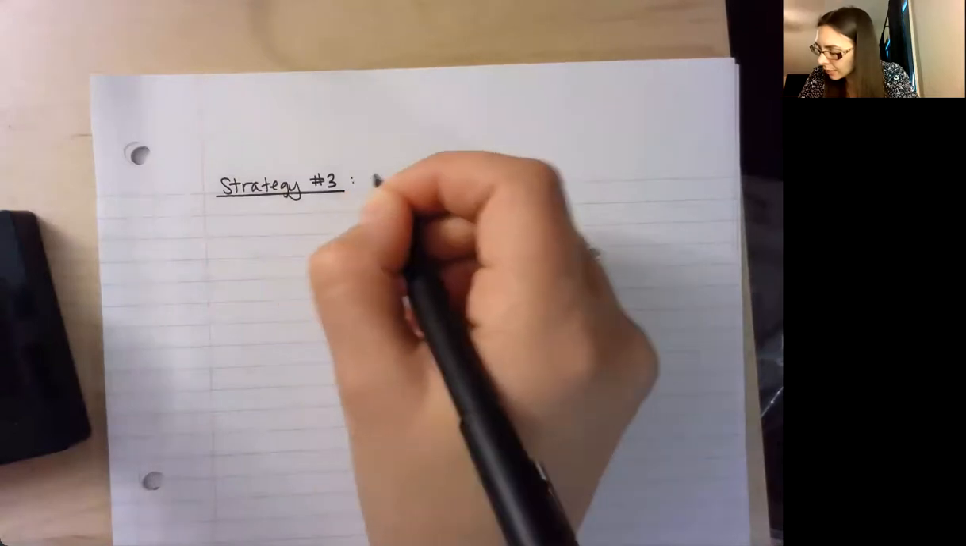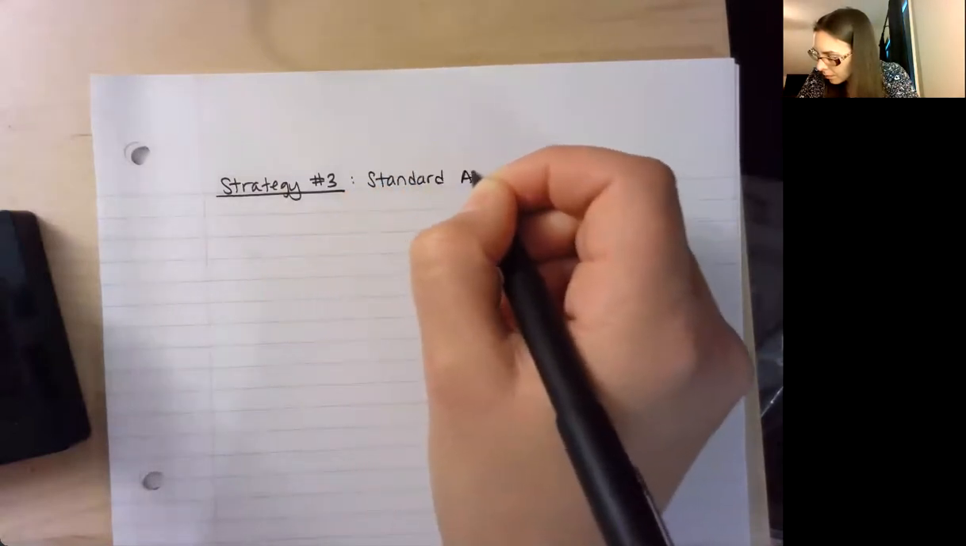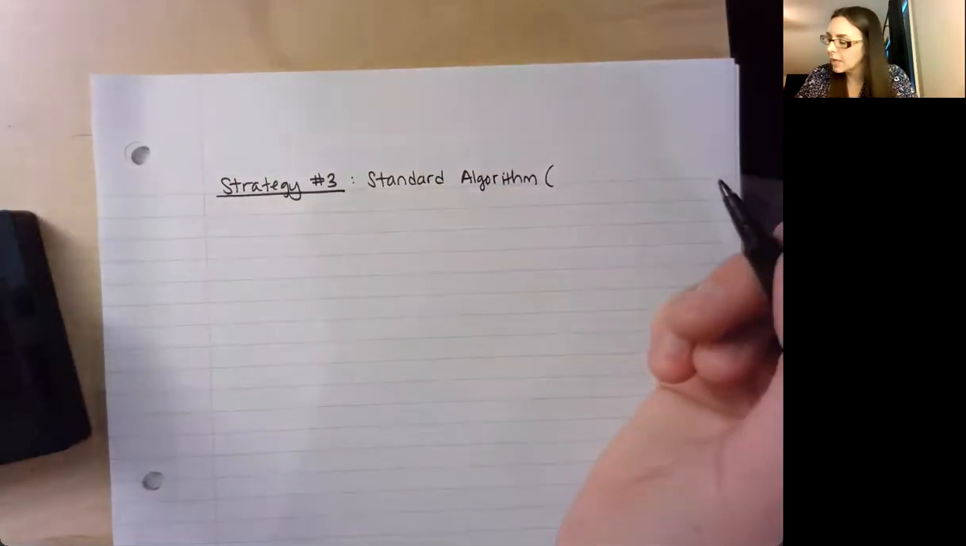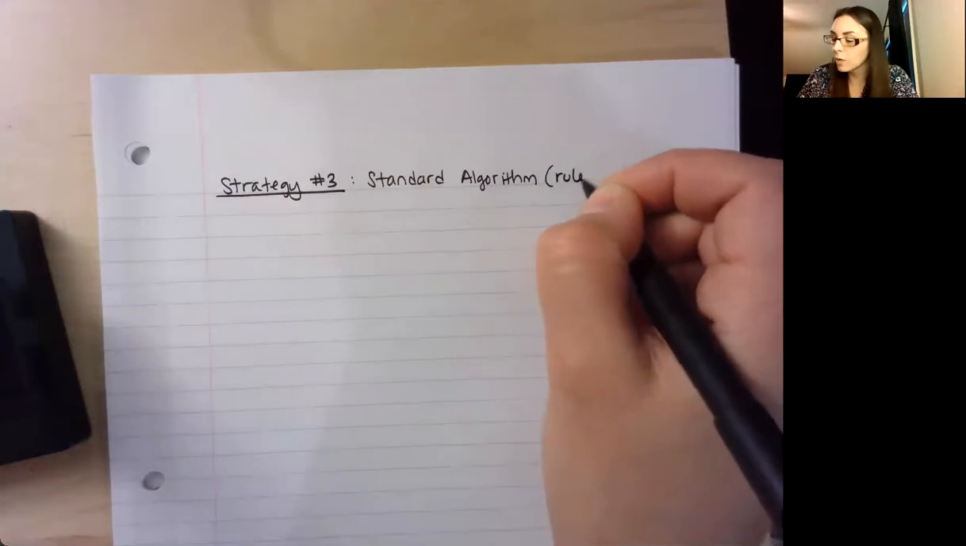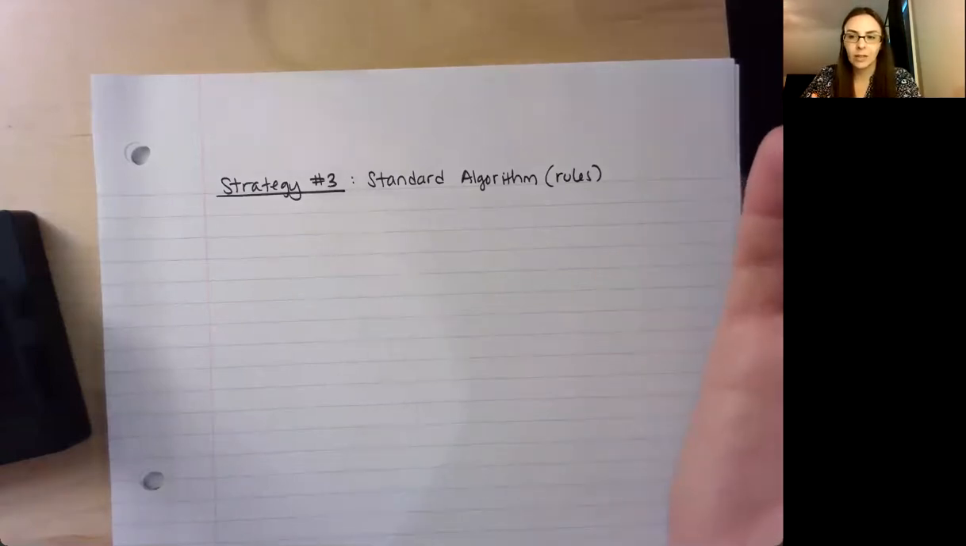I'm going to call this standard algorithm. Standard algorithm is a term we use. We basically are just showing you the rules or the steps. So standard algorithm is sort of the fast way. It's like, okay, after we understand the process and we've kind of found the patterns, what's the quick way we can get the answer? That's always your standard algorithm.